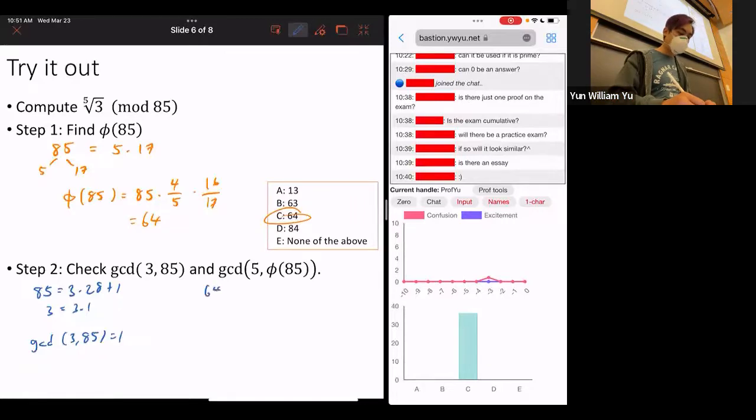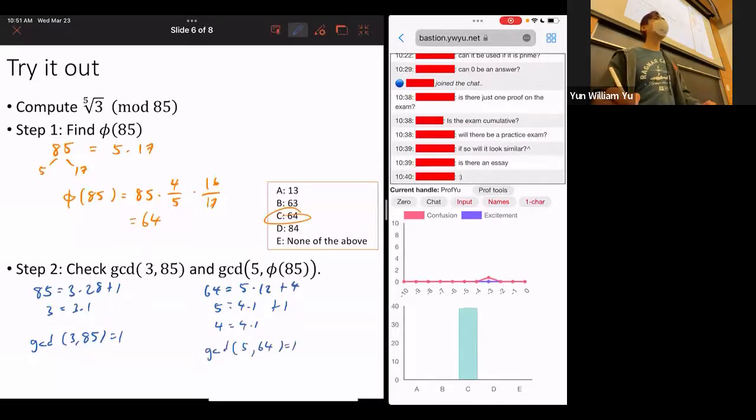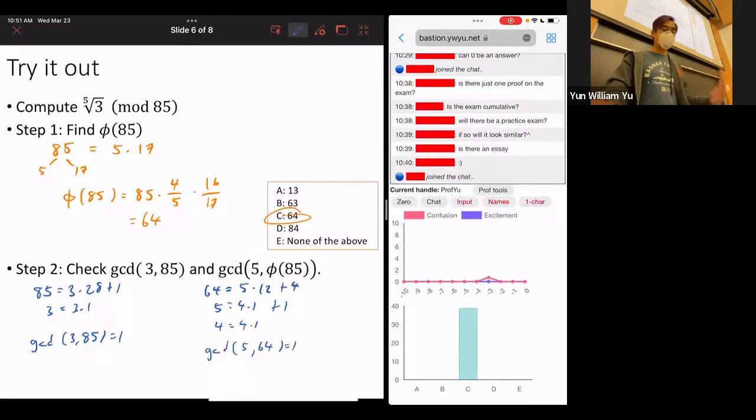Also, 64 is equal to 5 times 12 plus 4. 5 is equal to 4 times 1 plus 1. 4 is equal to 4 times 1. And so the GCD of 5 and 64 is equal to 1. Okay, and so since both of these pairs are relatively prime to each other, we're good, right? So that means that we can use the algorithm as we've described it.